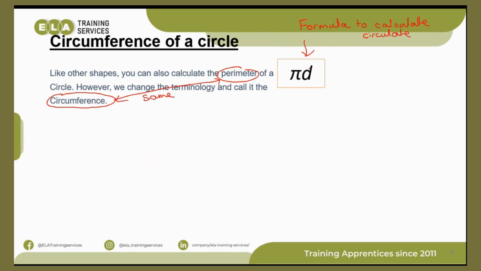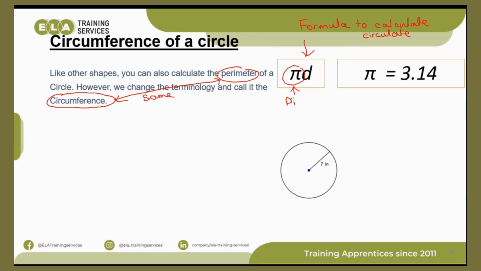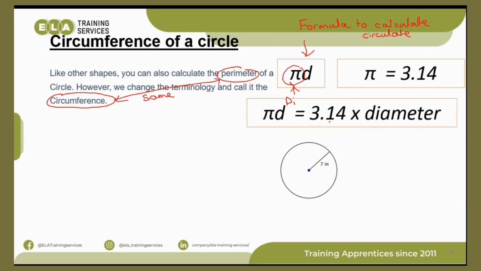Now this little symbol here is known as pi. And pi is always equal to 3.14. Sometimes it may be given to you in a question. If not, use 3.14. So this little formula here actually means pi times the diameter.